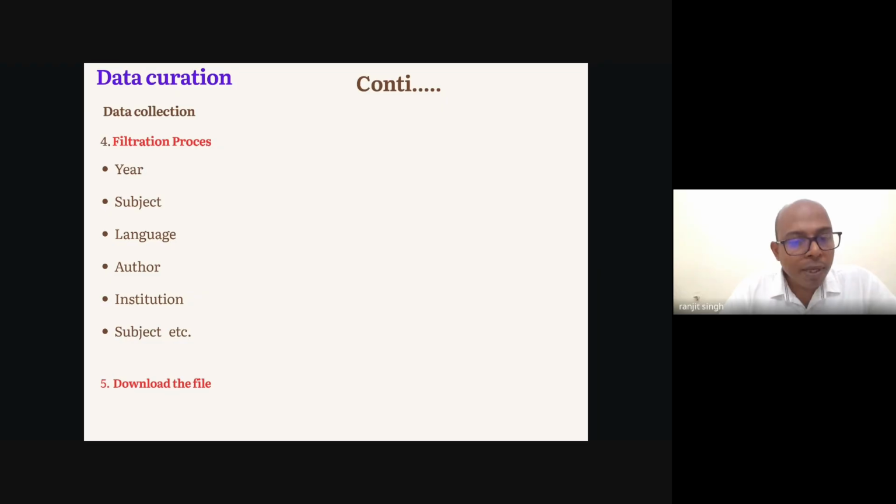And in the Scopus, there is no limitation. You can download 2000 articles, 2500 articles. Each has its own advantage and disadvantage. As I said, you have to use based on your availability and your knowledge about the database. That is necessary.